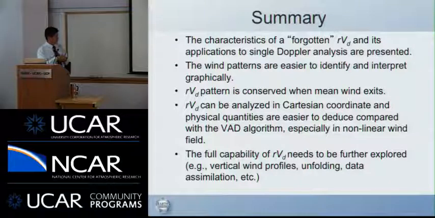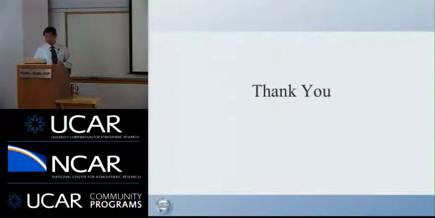One big thing that I did not touch upon is unfolding. How well does the DVAD deal with the folded velocity? Okay, that's something that we need to explore. How about data assimilation? Now R times VD is in Cartesian coordinates. I don't know whether the experts here can find some use of these two quantities and may simplify the equation. I'm looking for your input. Thank you.